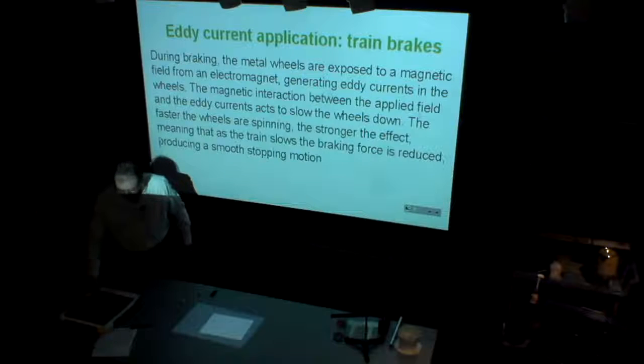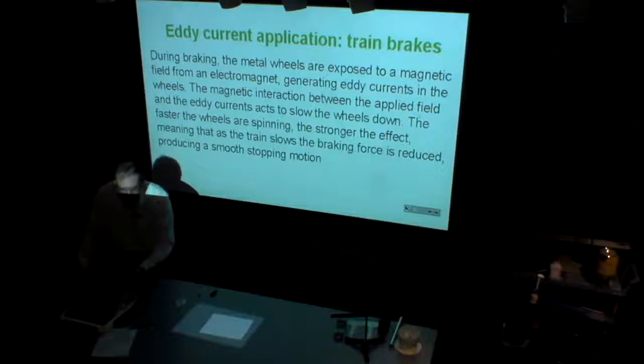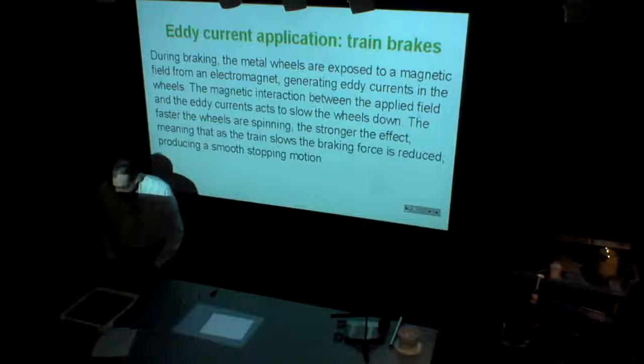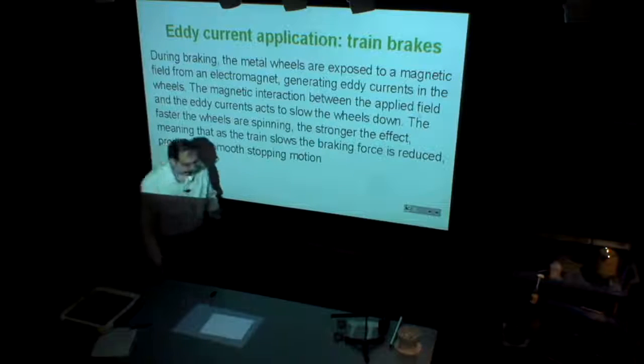Nothing with the wood. And, well, what's going to happen if I let it go? That's it. What's going to happen if I let this go? Slowly, because when it's moving, it induces in this huge, heavy copper plate a very strong eddy current, which slows any motion we try to make with it. That's what resistance is.